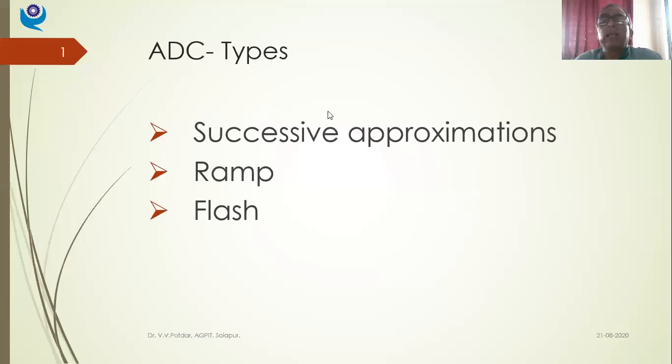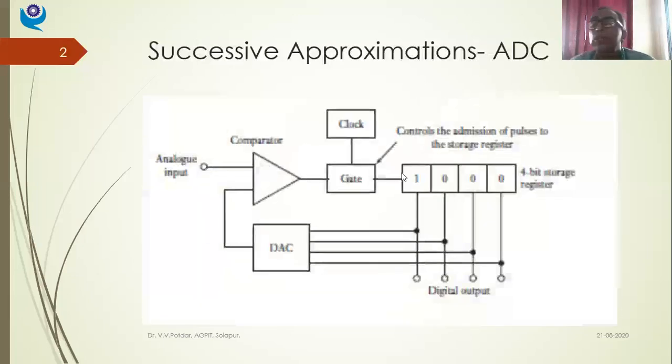So let us move further. We'll see three types of analog to digital converters. First is the successive approximation type ADC. Then we have a ramp ADC. We then have the flash or direct type of ADC. We'll go to the first type, that is successive approximation type ADC. Please have a paper and pen, friends, so that we can understand things better quickly.